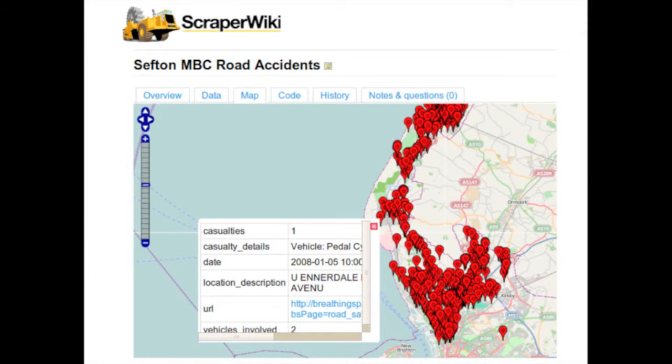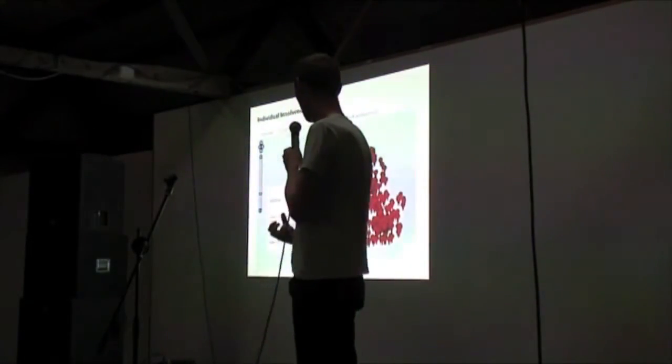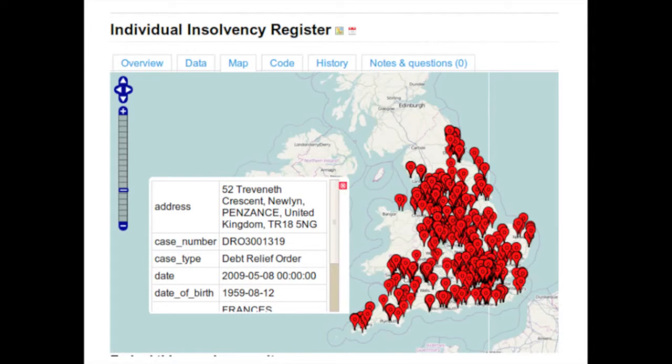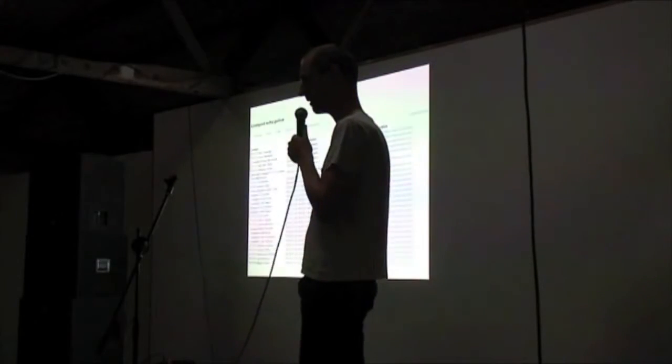This is in Sefton Council. It's the road accidents. So you can see on a particular date there was a vehicle, a pedal cycle, that had an accident there, and each of the pins on the map is another piece of scraped data. So you can now process that, and maybe you want to compare it to the level of road traffic. This is all the people in the country who have become bankrupt, which is published by the Insolvency Register, again in an impenetrable form. And now you can analyse it and see that this person called Francis, she went bankrupt in Penzance, and you might be able to look at patterns of bankruptcies occurring.